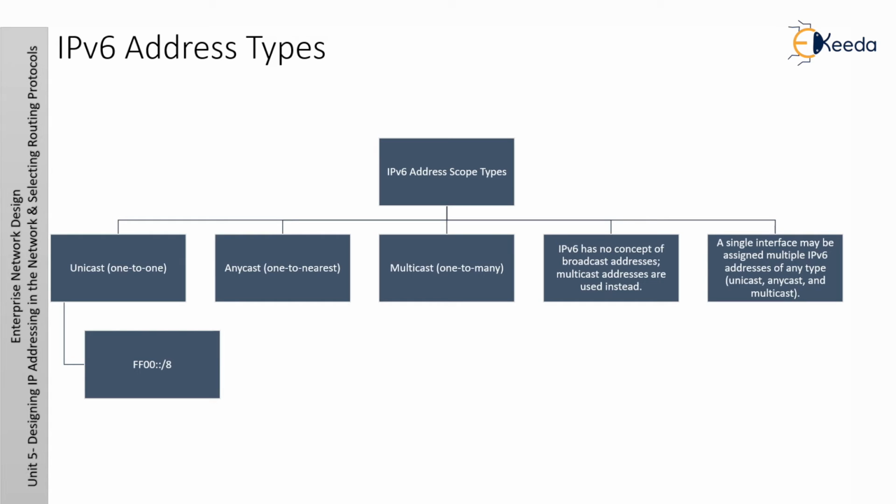IP version 6 address types. Similar to IP version 4, a single source can address datagrams to either one or many destinations at the same time. This is defined under RFC 4291, IP version 6 addressing architecture. So this is the definition from IP version 6 RFC 4291. Let us study each one in detail.